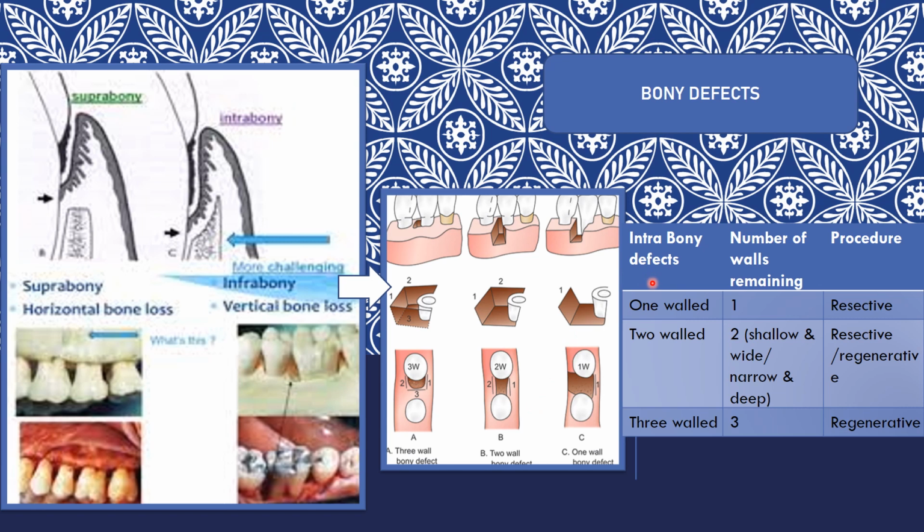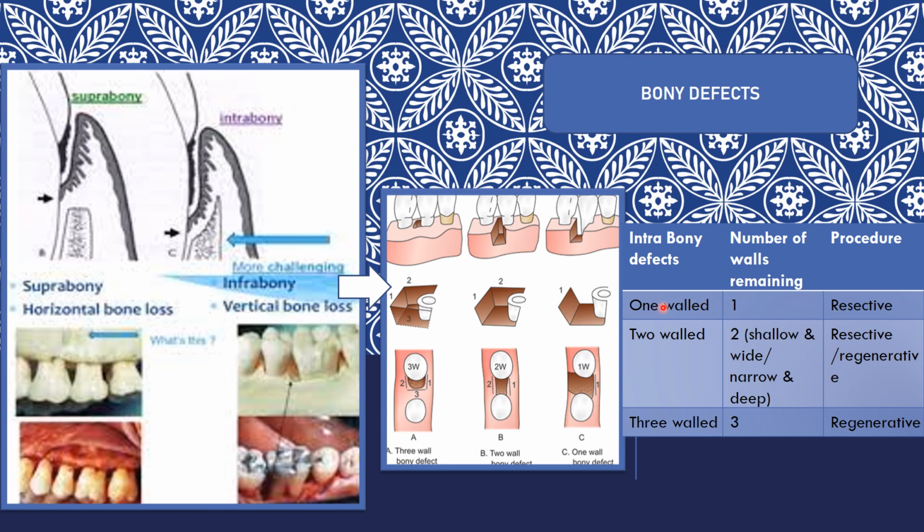So in case of a 1-wall defect, you can see that the number of walls present is only 1. So a regenerative technique will not be useful; it can be used for resective osseous surgery. Okay, there is a 1-wall defect. So every time, it will depend upon the bone loss. If it is advanced bone loss, osseous resective surgery is not recommended. It will depend on the depth, width, and general configuration.